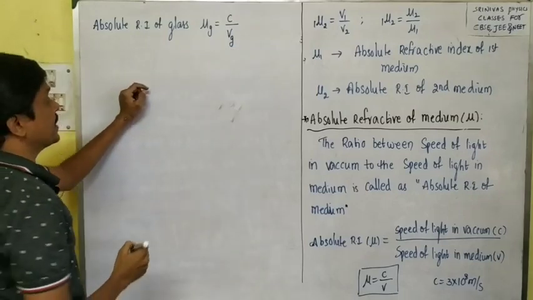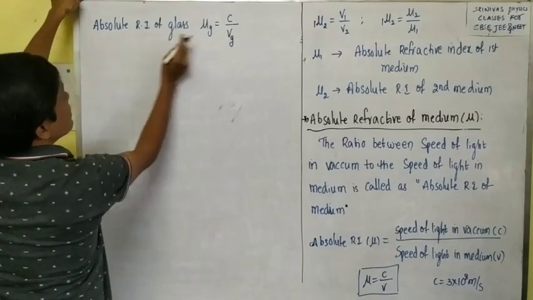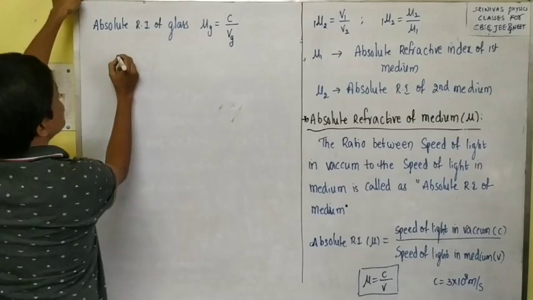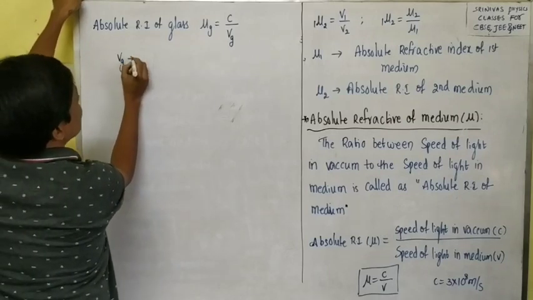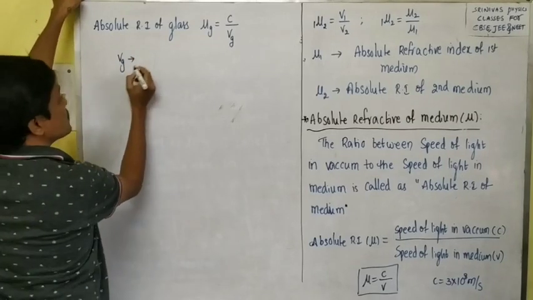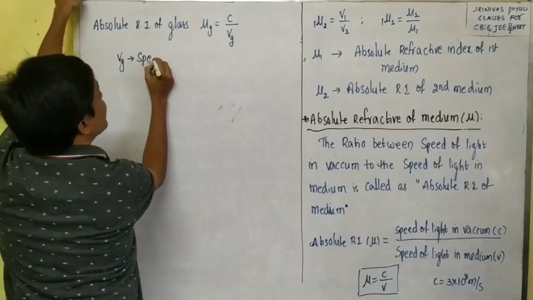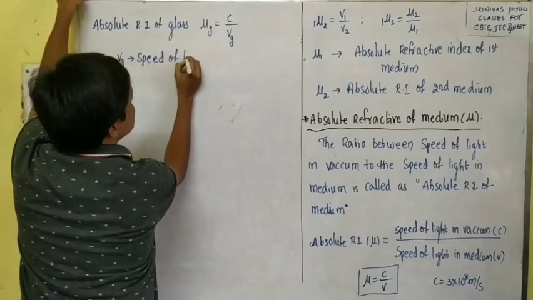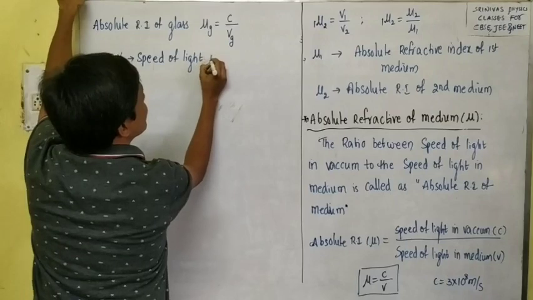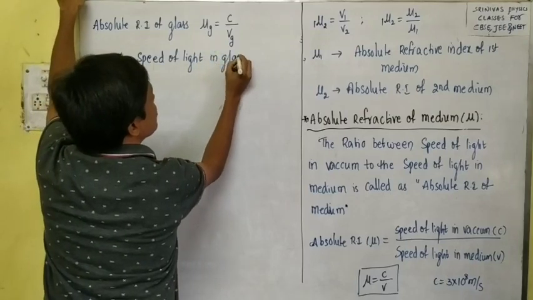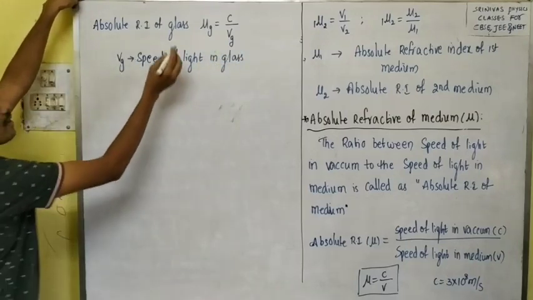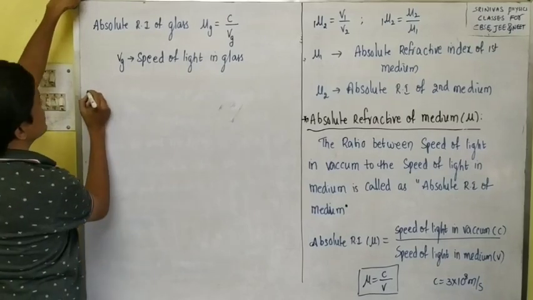Okay, right. Here what is c? We know that one already. What is vg? Vg means the speed of light in glass, it is not the speed of glass. Speed of light in glass. Okay, right. What is the value of the absolute refractive index of glass?